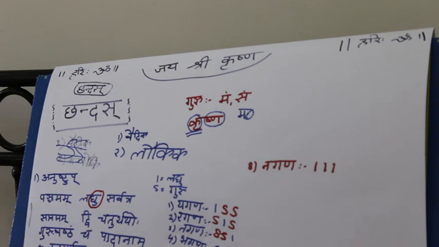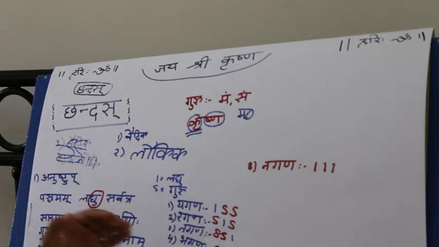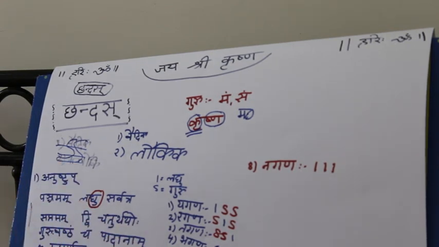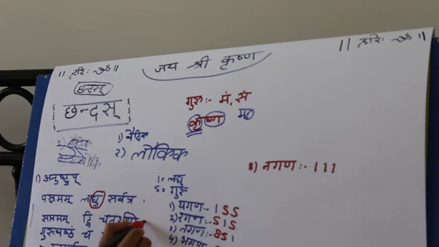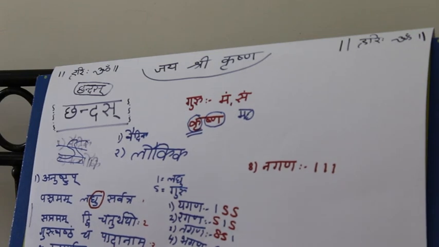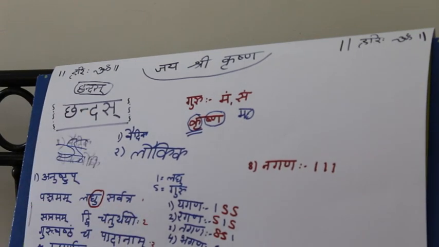Saptamam dvichaturthayoho, which means that in the second and fourth lines. This is the first line, this is the second line, this is the third line, and this is the fourth line. So in the second and fourth line, this rule applies. Saptamam dvichaturthayoho. The seventh letter should also be laghu.